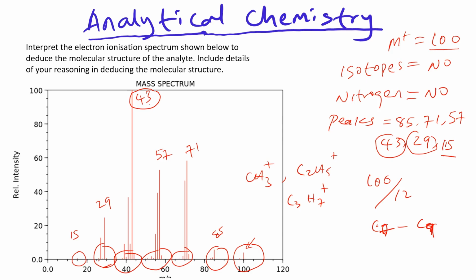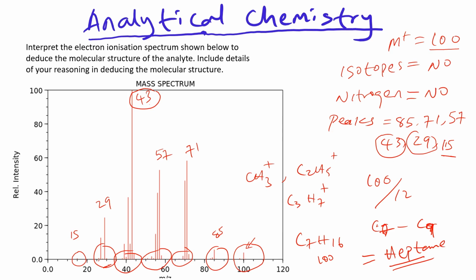Carbon number 7 of the alkanes is heptane, and heptane is C7H16. What would that give us? 7 times 12 plus 16, and that is 100. So this spectrum is the mass spectrum of heptane. Okay, I hope that makes sense.